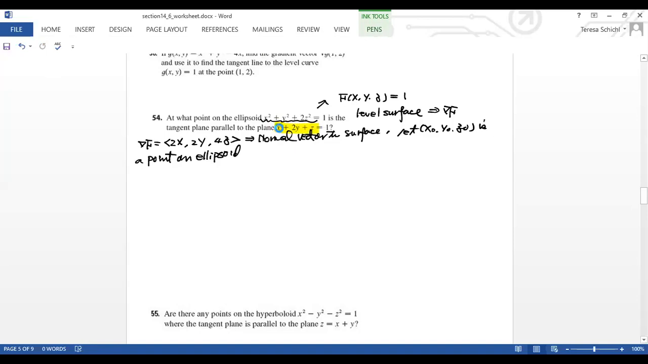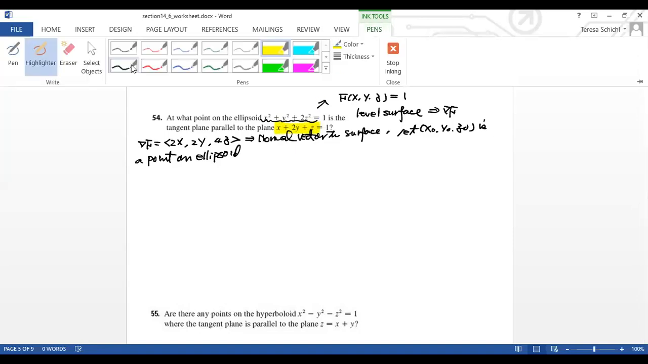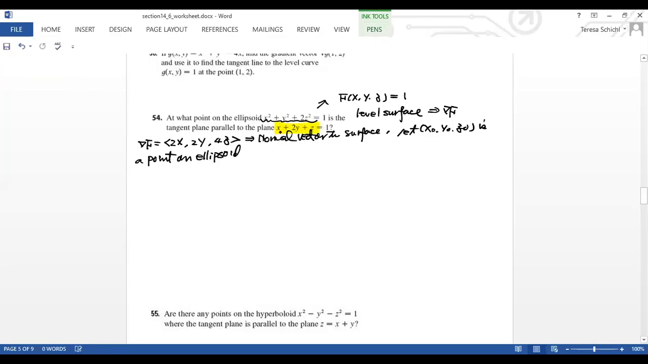If this is the plane, right, what is the normal vector for this plane here? This is (1, 2, 1), right? That's what we talked about here. And because this is the normal vector for the plane, this one here has to be parallel to my gradient, because the gradient vector is also the normal, right?